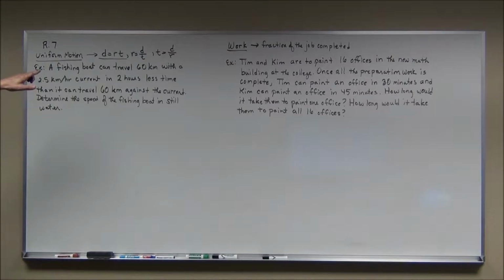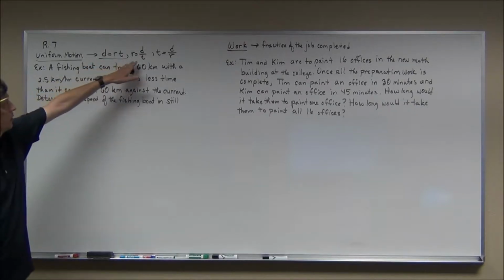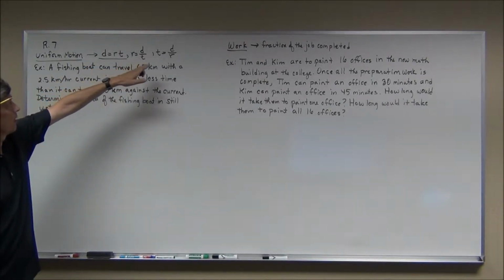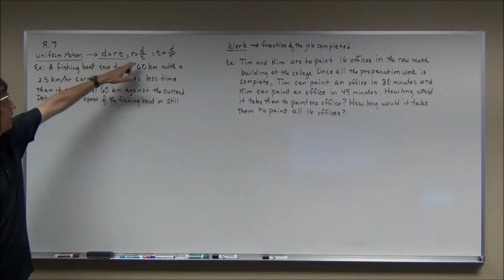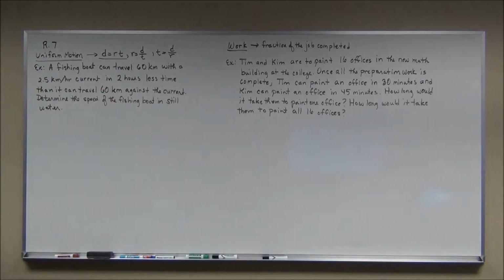So what we're going to do is look at a couple of variations of distance equals rate times time. We divide both sides by time, we get rate equals distance divided by time. Or in this problem, if I'm not mistaken, we divide both sides by rate of this equation, we get time equals distance divided by rate.